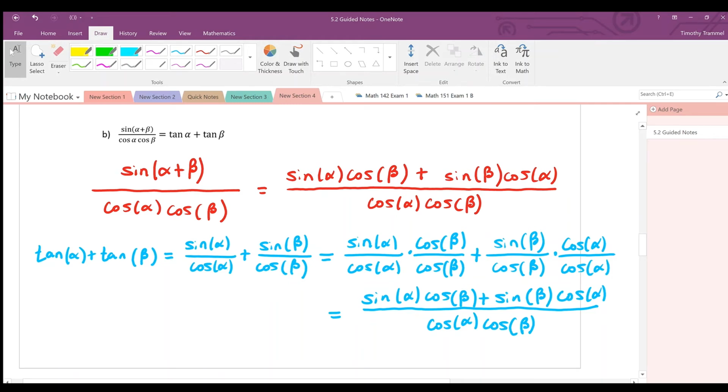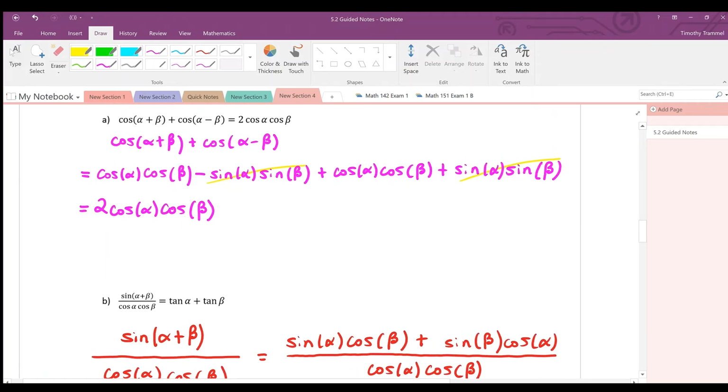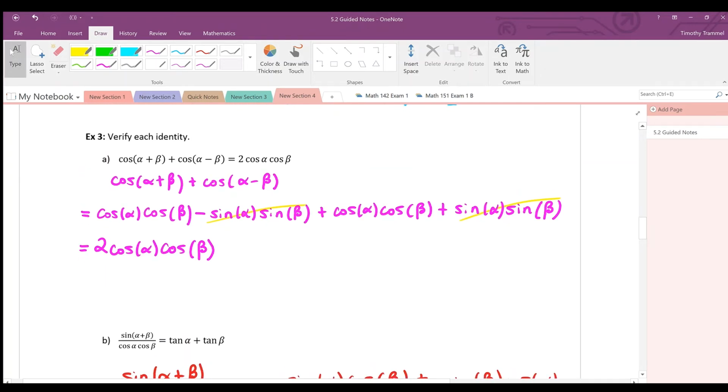Before we move on to the next example, I want us to move up here and look at example A here for a second, or part A of example 3. This right here, we actually proved an identity that we will get in our next section. And these identities are going to be the sum to product formulas, or sum to product identities. And again, we proved one of them here, and we'll get that in the next section.